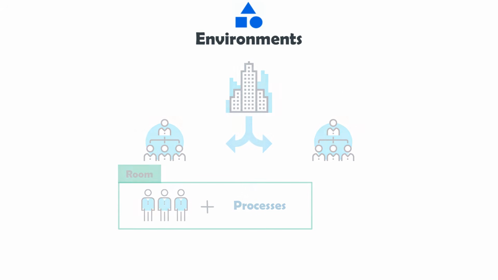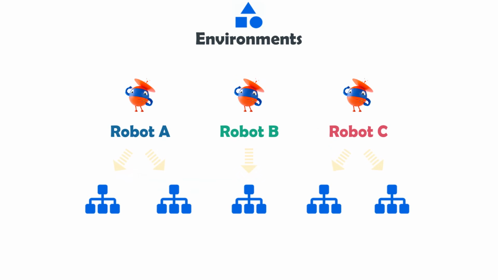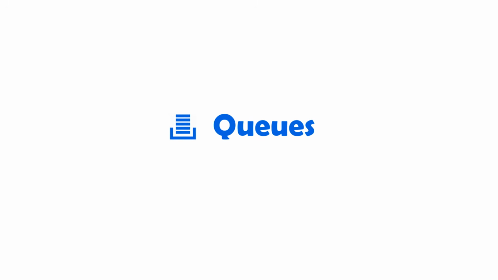Each employee in this room can run these processes. Why do we use environments? It's to help us define which robots have access to which processes. That's all about environments. The next component is the queues. What does a queue mean?